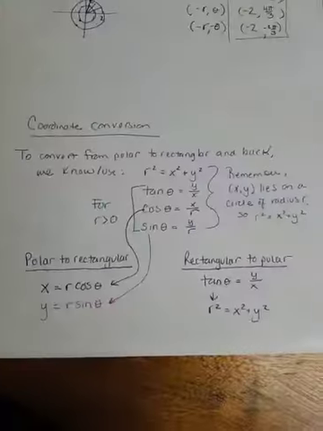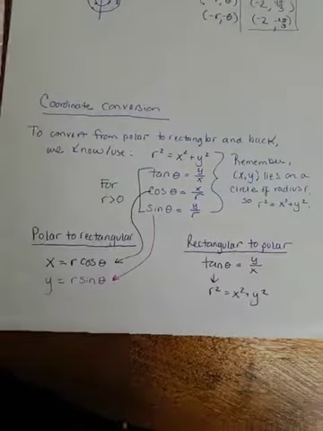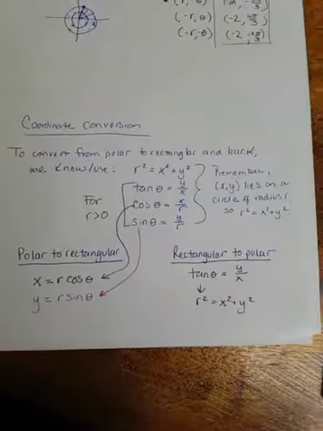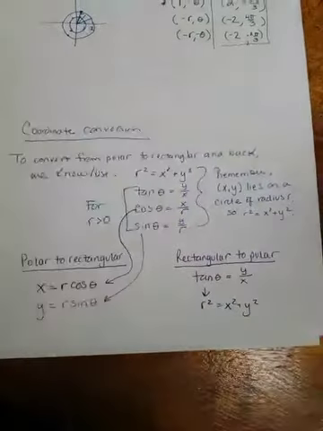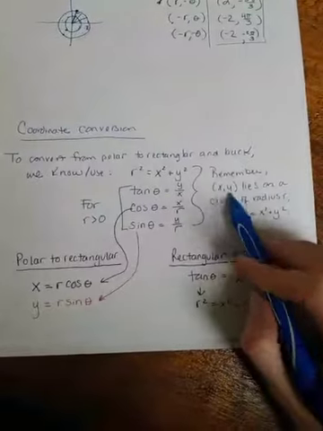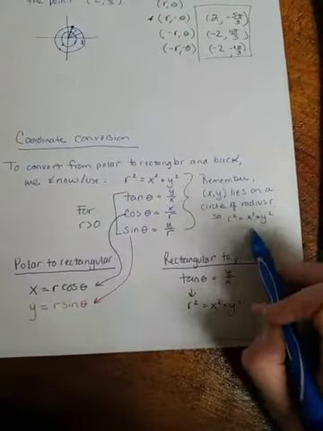Another topic you're going to see in this section is coordinate conversion. To convert from polar to rectangular and back, we are basically using these four equations here. r squared equals x squared plus y squared. And remember, the point (x, y) lies on a circle of radius r, so therefore we can use that.